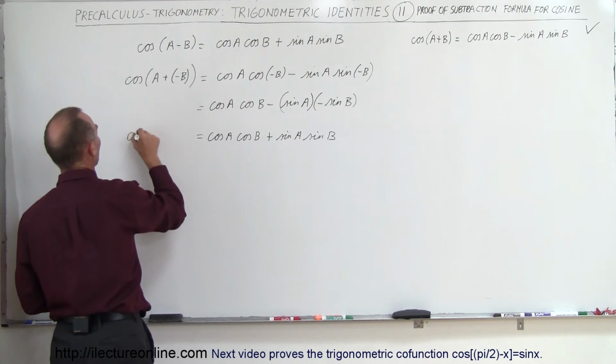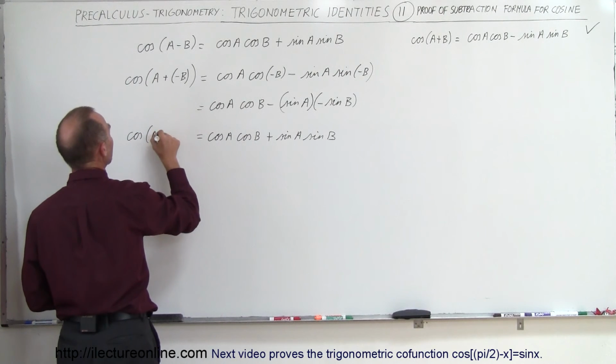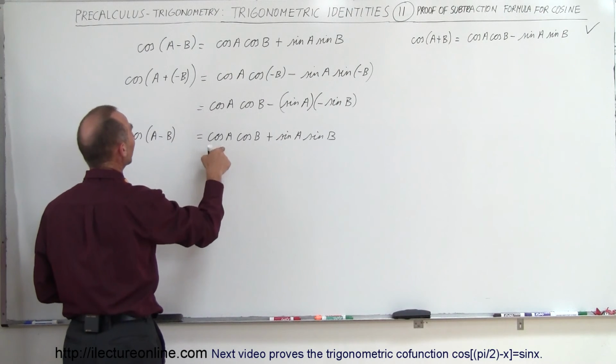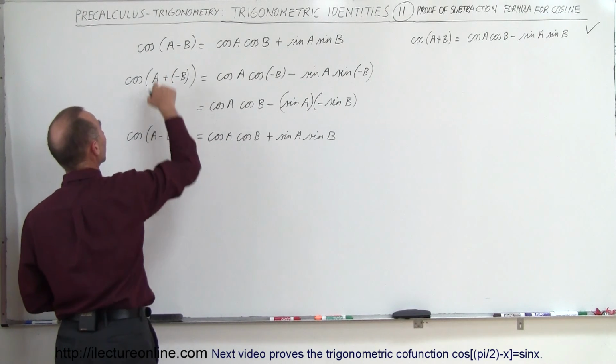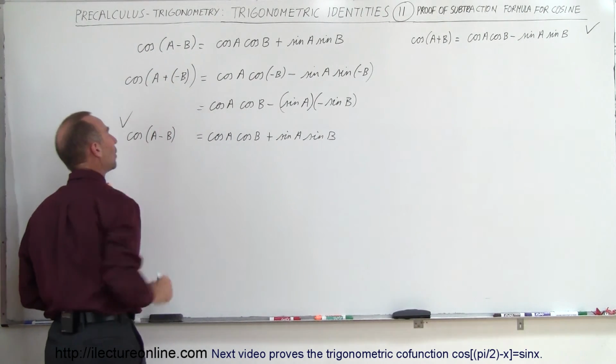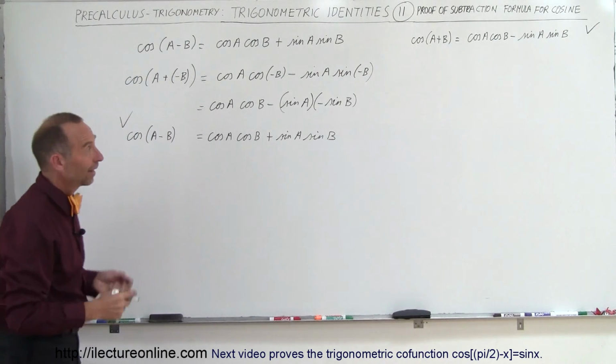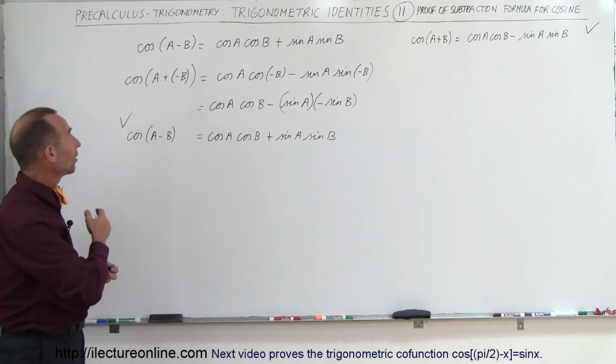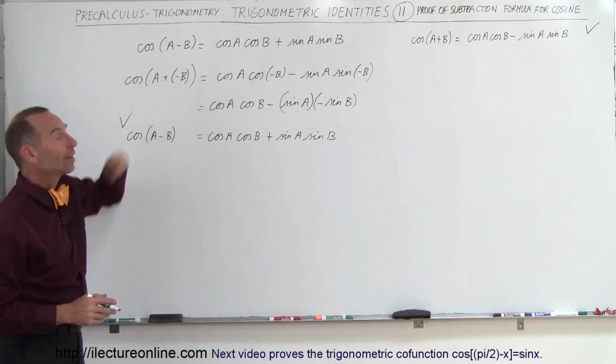And so therefore, the cosine of A plus negative B, which becomes minus B, is equal to this, which means I have just proven that those are equal to each other. So it is correct. And so it's actually a much simpler proof to show that the cosine of the difference of angles can be written like that.